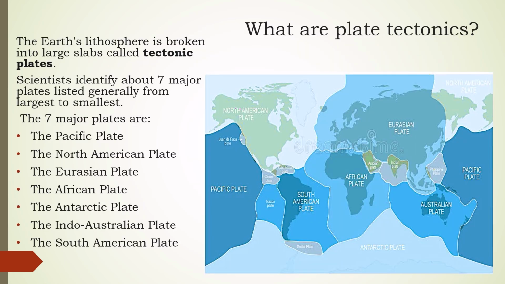What are plate tectonics? The Earth's lithosphere is broken into large slabs called tectonic plates. Scientists have identified 7 major plates, which are the Pacific plate, the North American plate, the Eurasian plate, the African plate, the Antarctic plate, the Indo-Australian plate, and the South American plate.